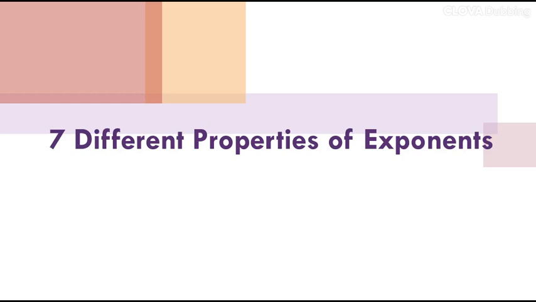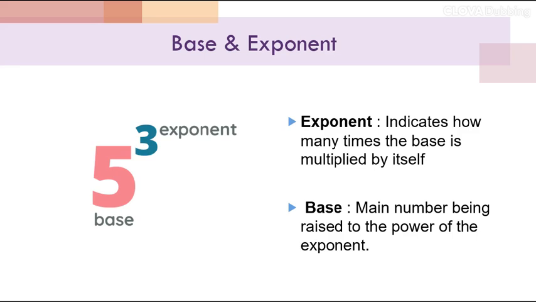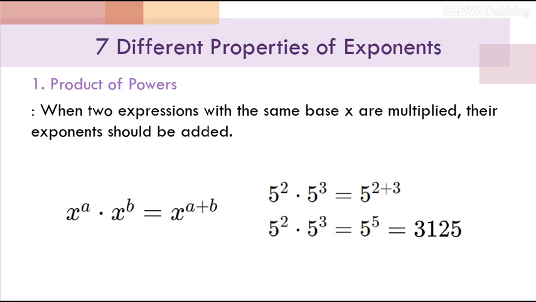In this presentation, we'll examine the properties of exponents. To start, let's begin with the key terms. Base and exponent. An exponent indicates how many times the base is multiplied by itself. The base is the main number being raised to the power of the exponent. For example, 5 to the power 3 is an expression where 5 is multiplied by itself 3 times.